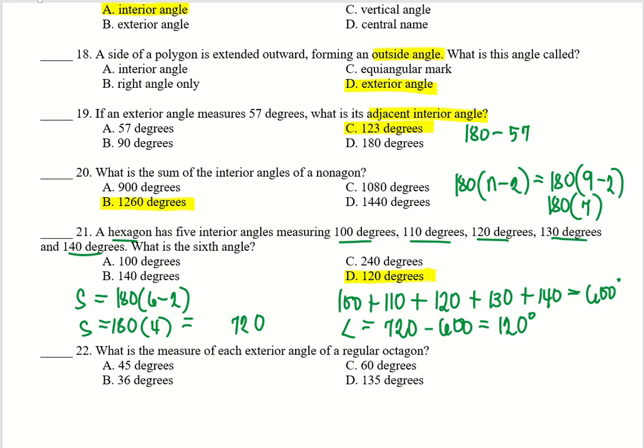Next, what is the measure of each exterior angle of a regular octagon? So again, you just need to divide the sum by the number of sides. So we'll have 360, exterior, over 8. Okay, so dividing 360 by 8, we get 45 degrees. Okay, 22, it's letter A.